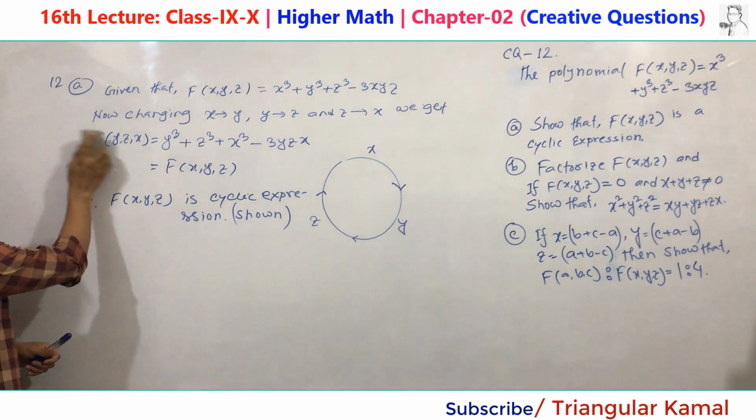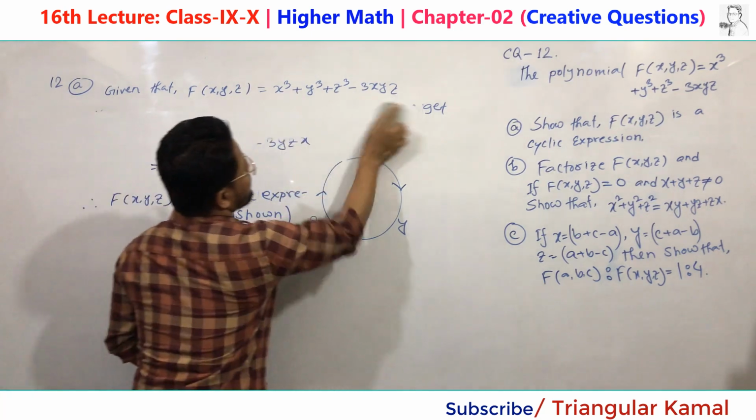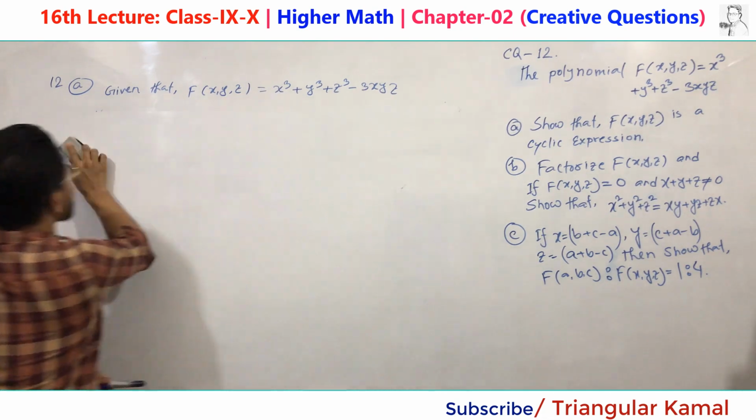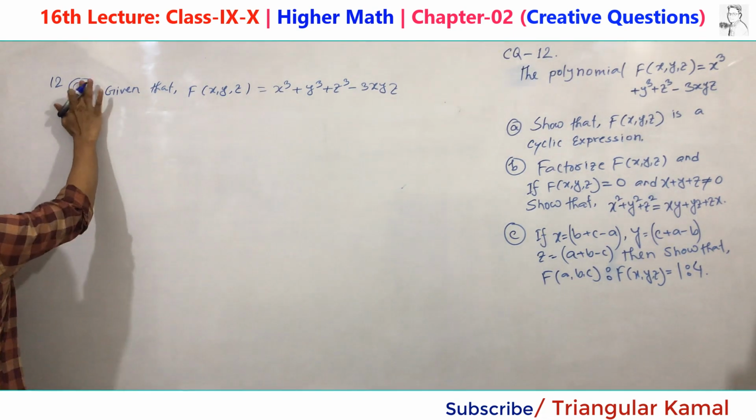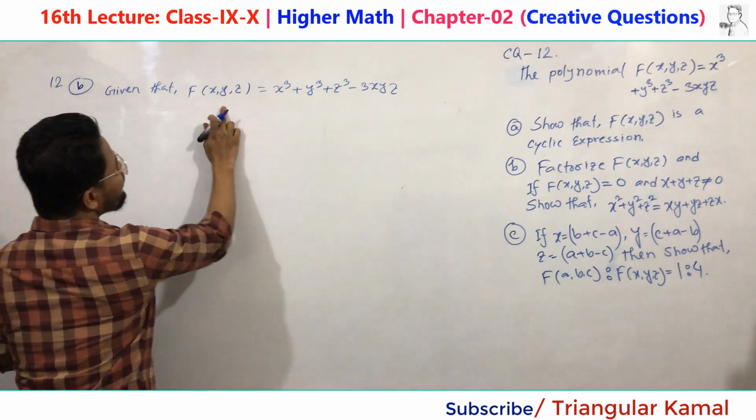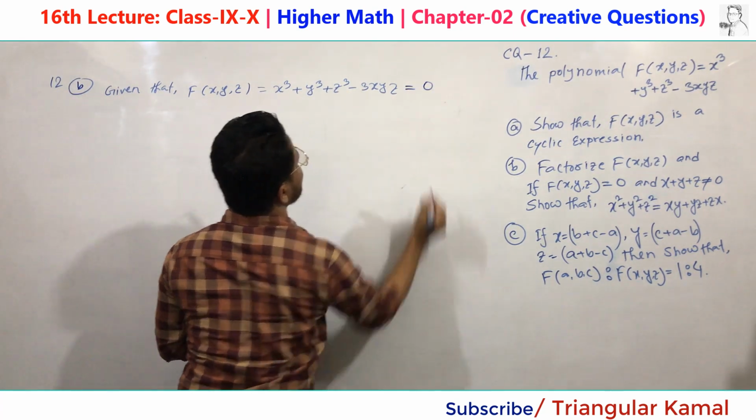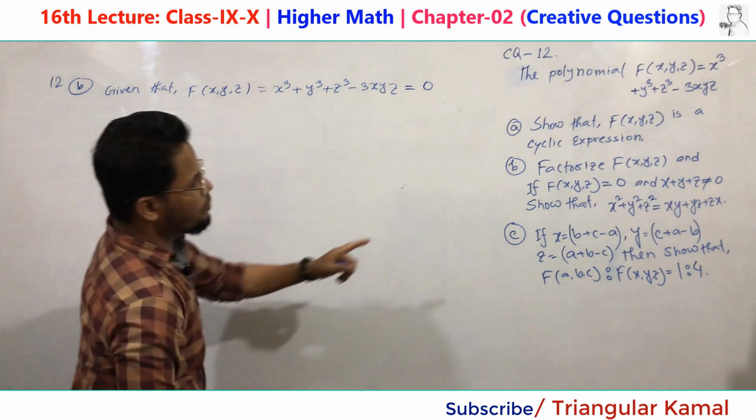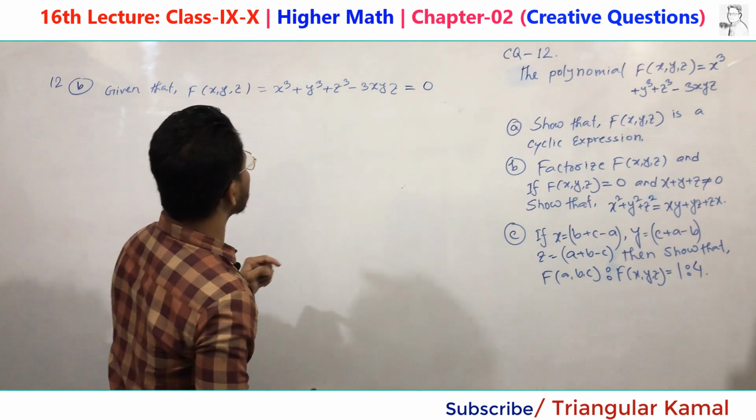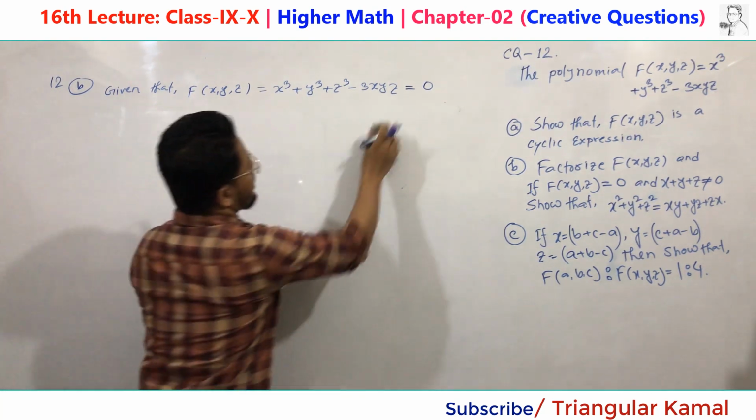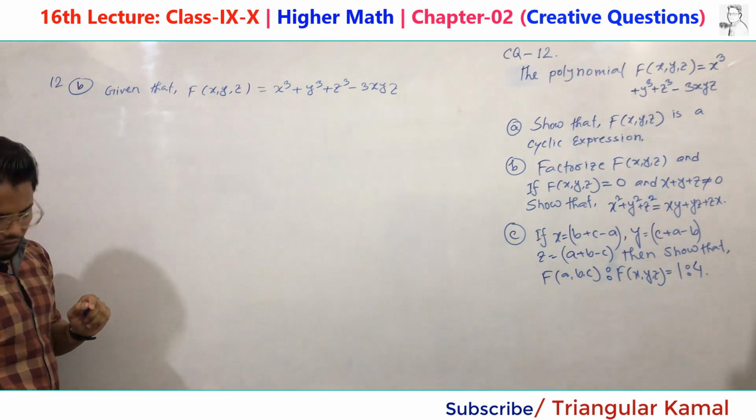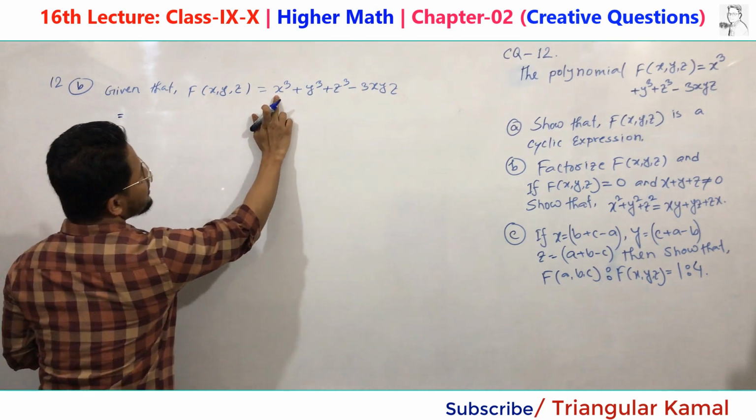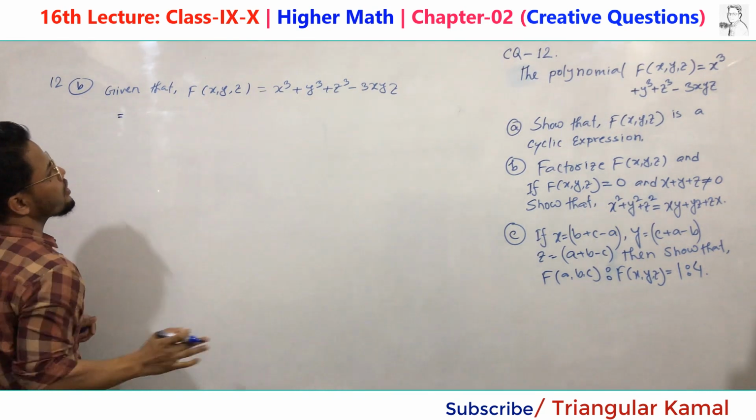Okay, we can start now with part B. Factorize f of x, y, z, first part. Now do the simplification here. First consider x cube plus y cube as a cube plus b cube.